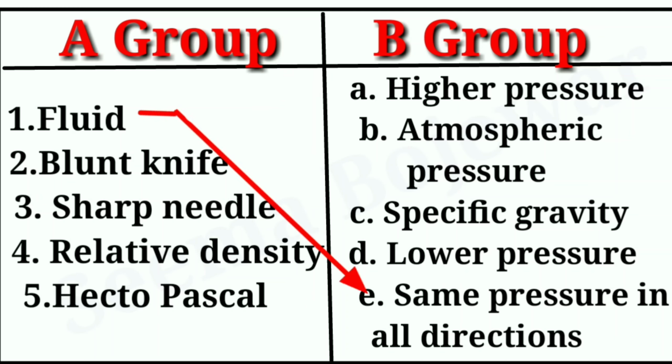1. Fluid, same pressure in all directions. 2. Blunt knife, lower pressure. 3. Sharp needle, higher pressure. 4. Relative density, specific gravity. 5. Hectopascal, atmospheric pressure.